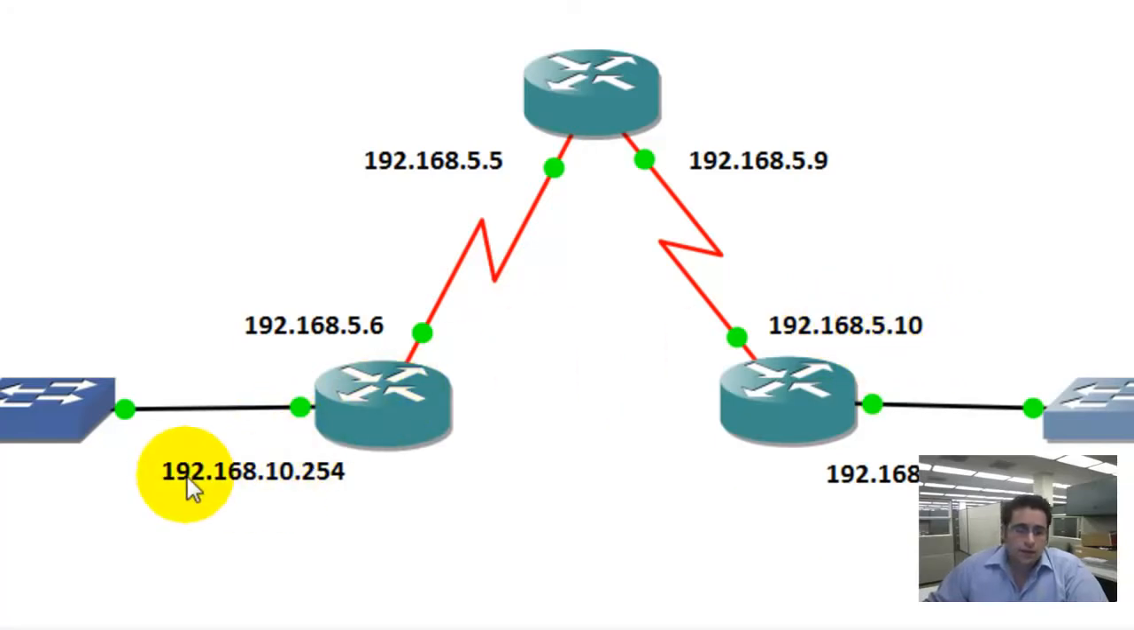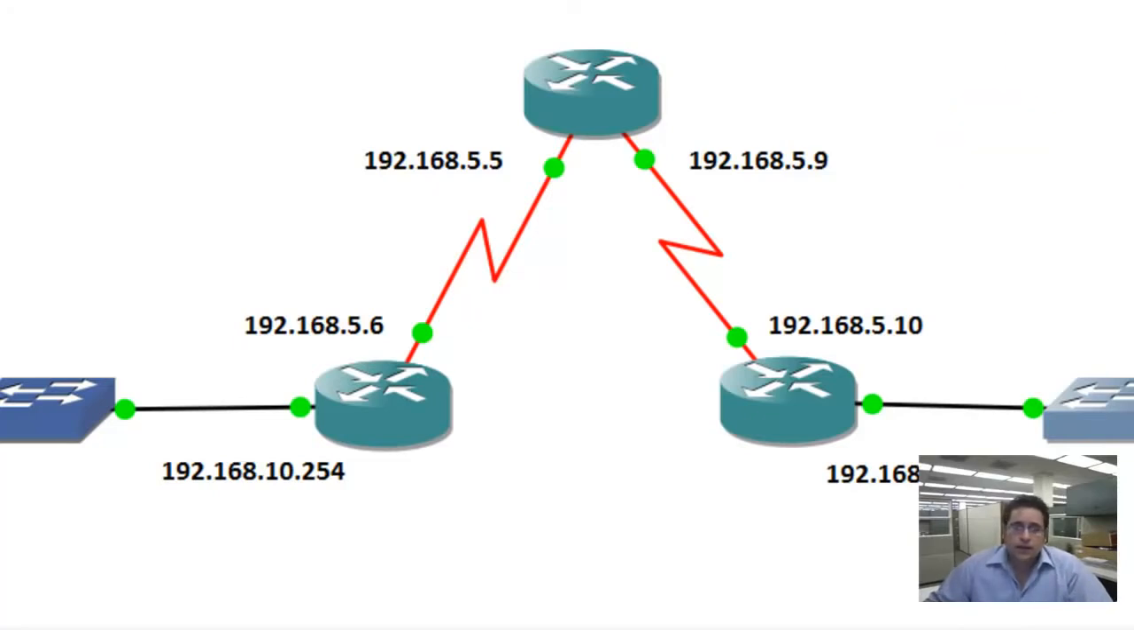And then for the full address space given to the accounting department on the left, we are taking .254 for the router interface right here. On the right side, same deal. For the sales department, we're taking .254 for the router, and the rest will be addressed to the hosts on that segment.